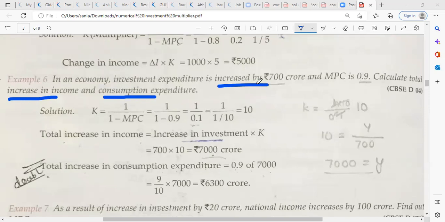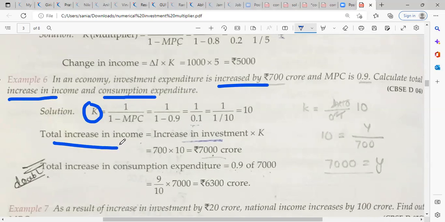So now, over here, increase in investment is given, right? And MPC is given. So with the help of MPC, you will first calculate K, right? And with the help of K, you will find delta I, sorry, delta Y. By this, you got 7,000 crore.